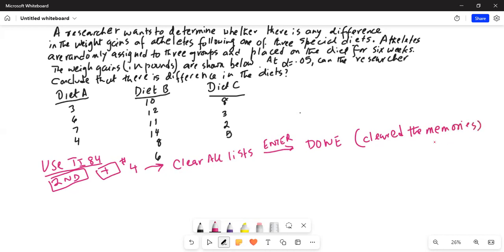Okay. This is very important, to clear the memories of the calculator to do a new problem. So the first thing we will do is press the stat button. Then select number 1, which is edit, and enter diet A data in L1.